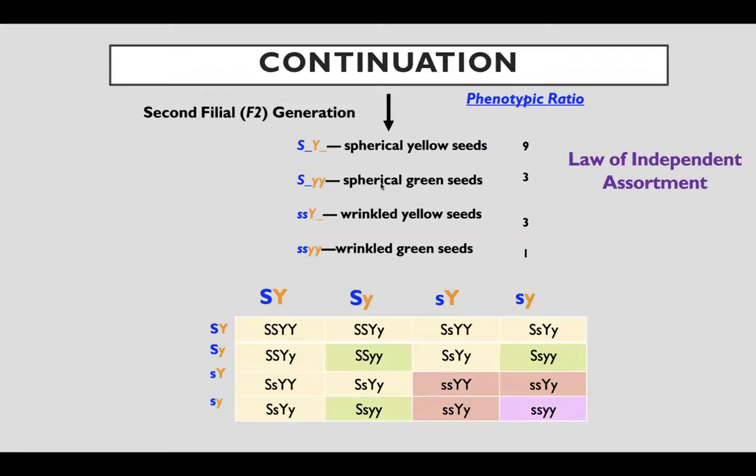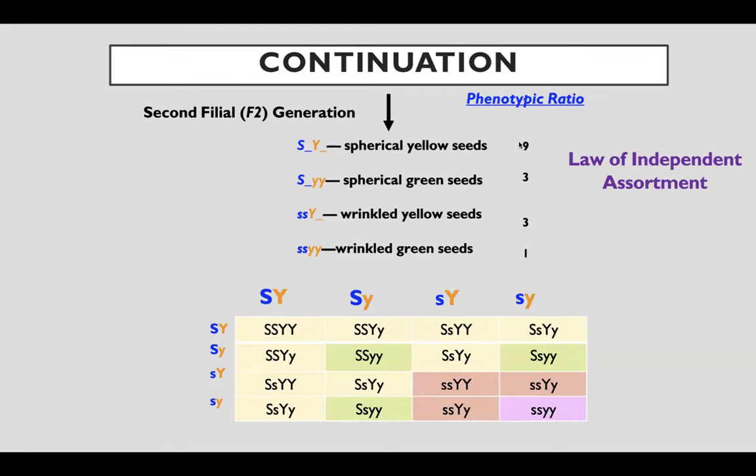You have 3 children that are spherical and green. You have 3 children that are wrinkled and yellow, and you have 1 child that's wrinkled and green. So these are blanks because this can either be recessive, so it's heterozygous for the overall trait, or it could show the uppercase S or uppercase Y, so it's dominant for both traits.